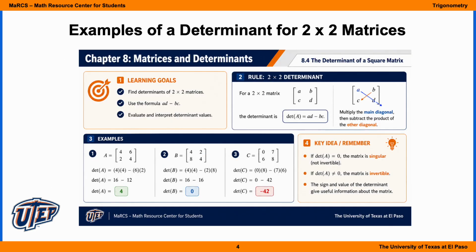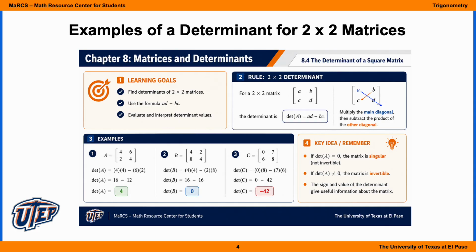We stated that the determinant of A is defined as A times D minus B times C, where A, D, B, and C are entries in the 2x2 matrix A. So if the determinant of A is equal to 0, that means that the matrix is singular. So A does not have an inverse. If the determinant of A is not equal to 0, then the matrix is invertible. So that means A has an inverse matrix. So the sign and value of the determinant can give us useful information about the matrix.